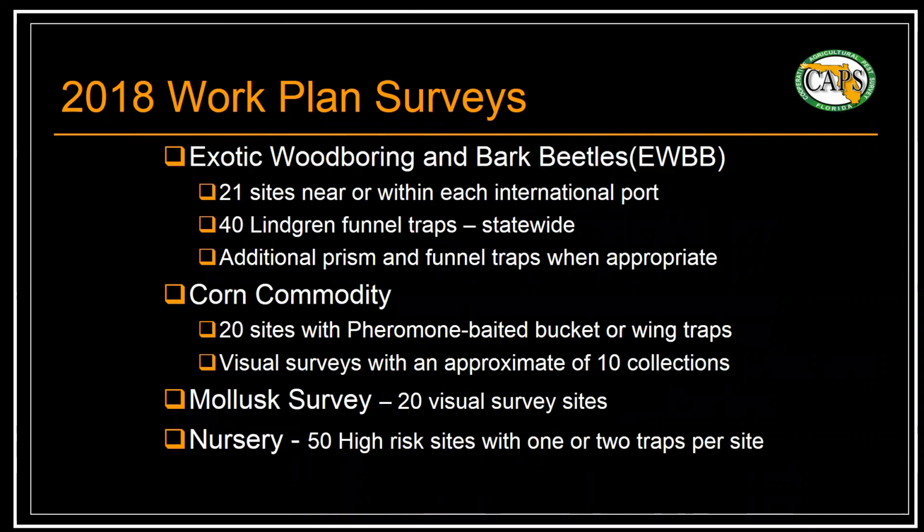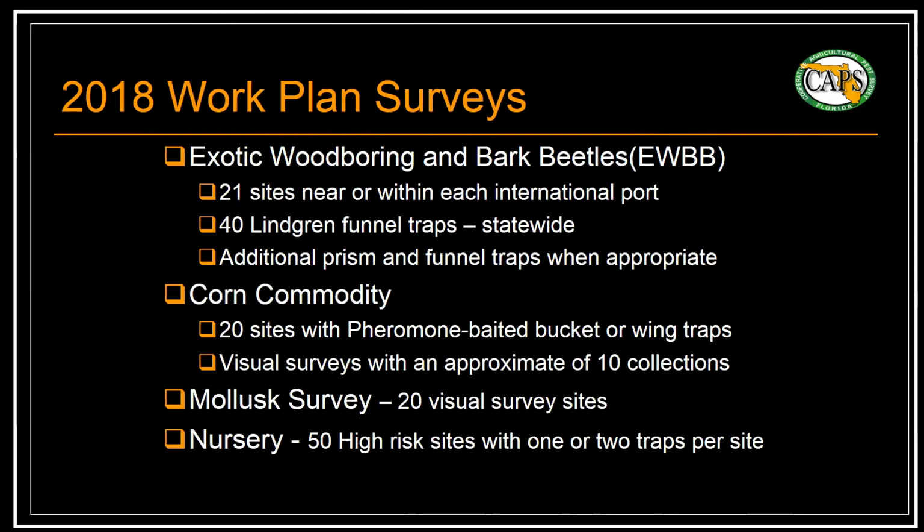Under our corn commodity, we're going to have 20 sites that are going to be pheromone-based baited traps with our bucket or wing, and additional visual surveys. Those sites are monitored every 2 weeks, and so there'll be collections every 2 weeks at those sites.